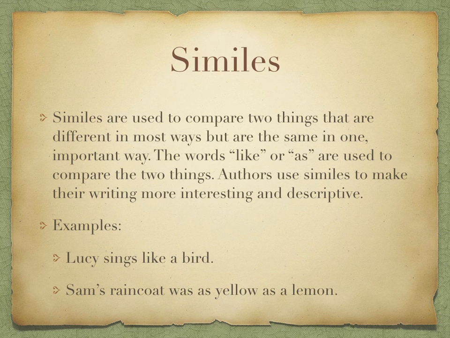So our examples are Lucy sings like a bird, and the key here that this is a simile is the use of like, and the author is comparing the way Lucy sings to how a bird sings. And then Sam's raincoat was as yellow as a lemon. The author is using the word as here, so we know it is a simile, and the author is comparing the color of Sam's raincoat, which is yellow, to the color of a lemon.